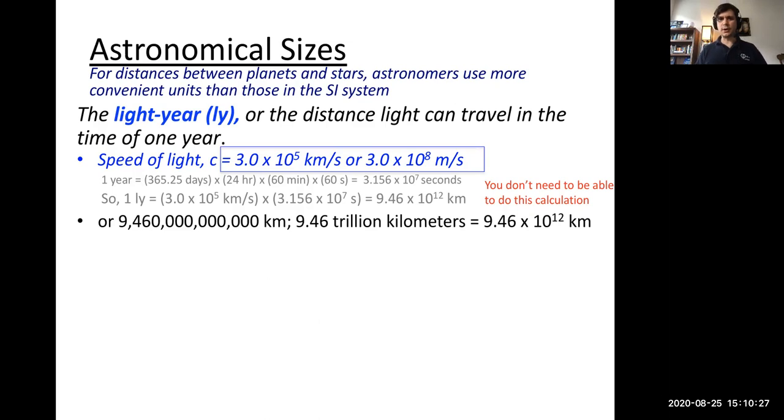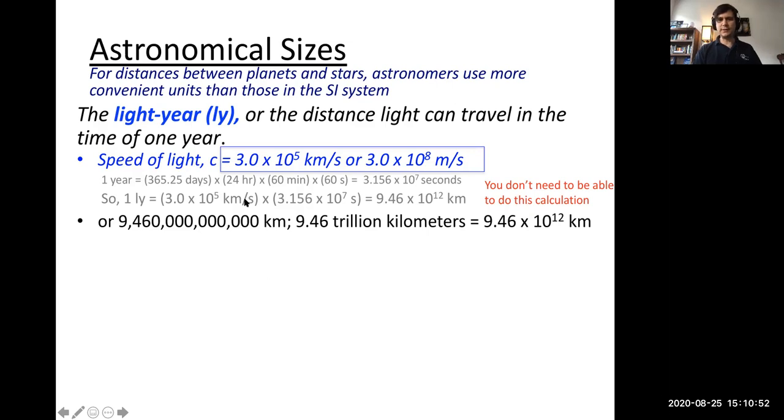So we can ask ourselves, given this speed, 300,000 kilometers every second, how far would light travel in 1 year? Now, you don't have to do math like this in this class pretty much ever, but I wanted to go ahead and show you. If I want to know how many kilometers light can travel in 1 year, and I know the speed of light in kilometers every second, I just need to know the number of seconds in a year, which you can crunch out. In 1 year, there's 365.25 days.